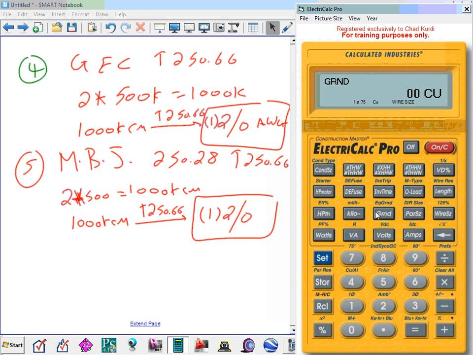The main bonding jumper, you can get it up to 1100 KCM. Higher than 1100 KCM, it doesn't calculate it. You have to do it by hand. Shall we size the conduit for this baby?